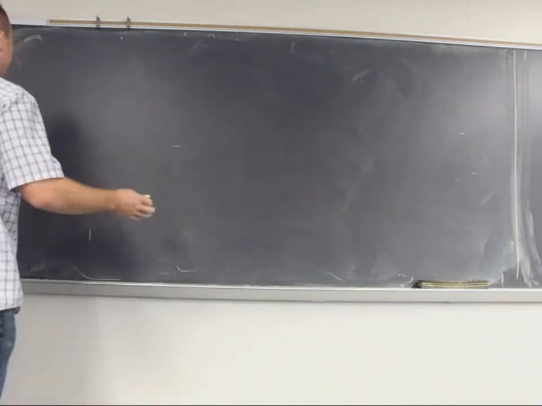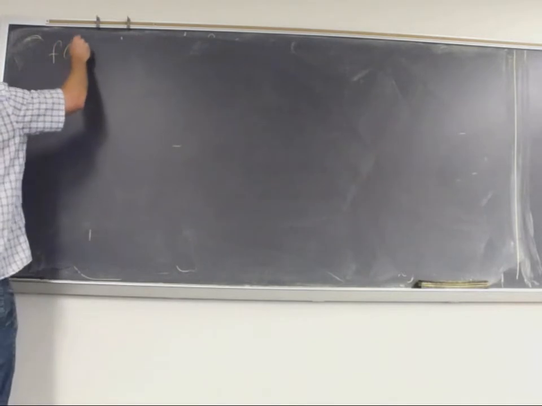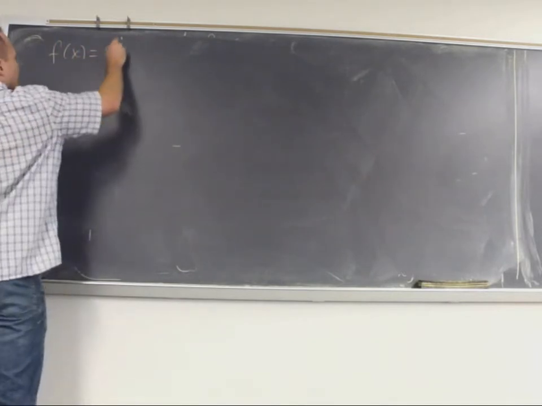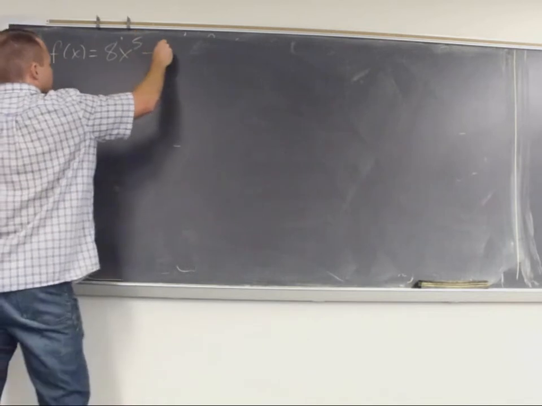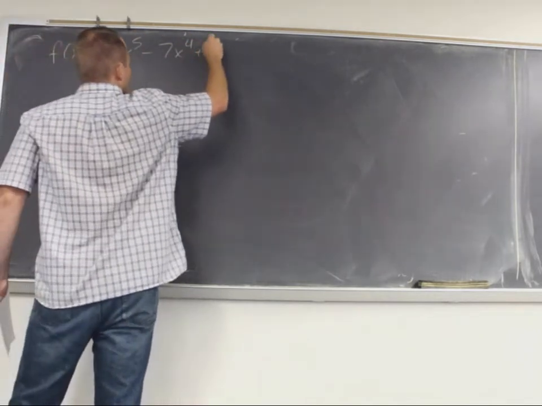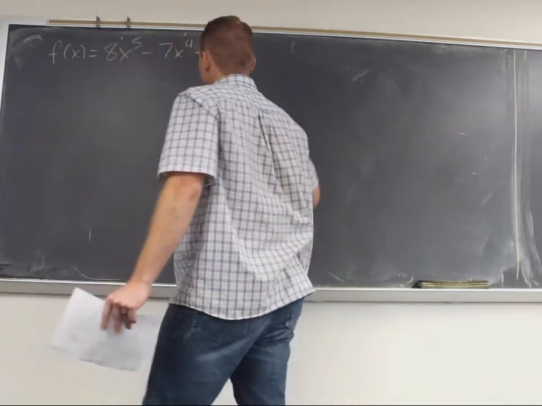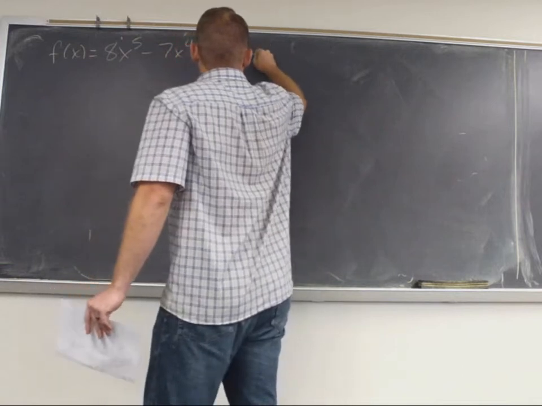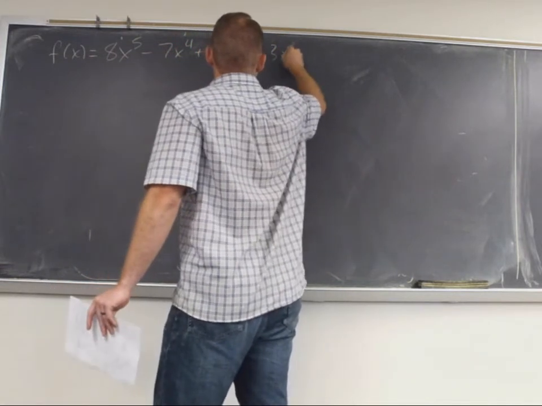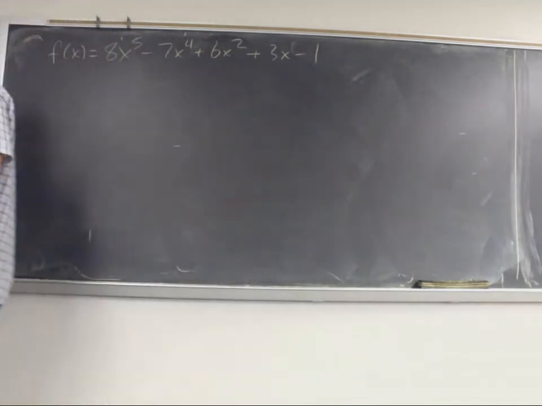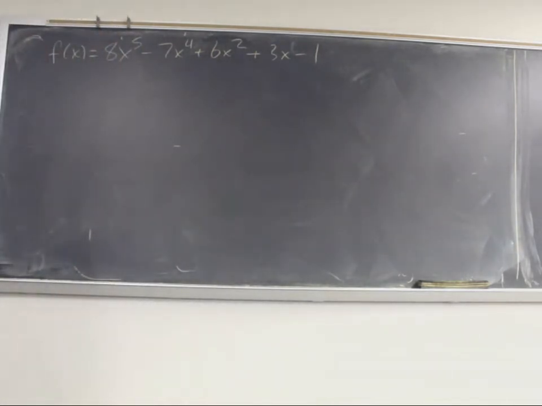So let's say I gave you this function. f of x is equal to 8x to the fifth minus 7x to the fourth plus 6x squared plus 3x minus 1. And I wanted to find the zeros of this, meaning I want to find the x-intercepts. Well, this is very long and very complicated, and we don't have any tools to be able to find the zeros of this.